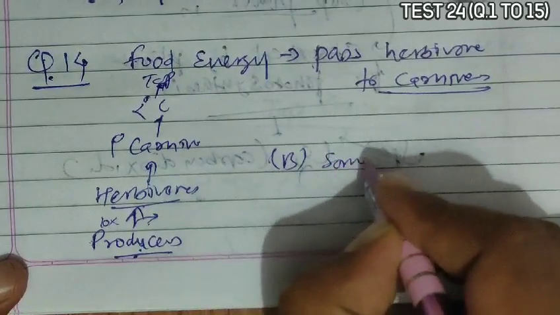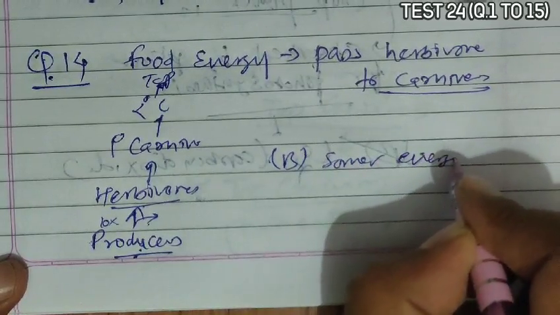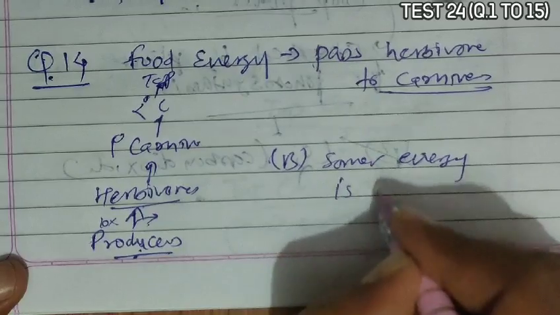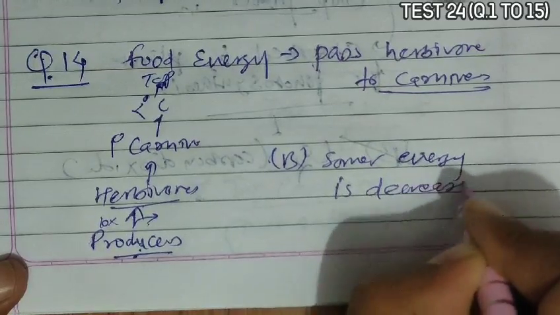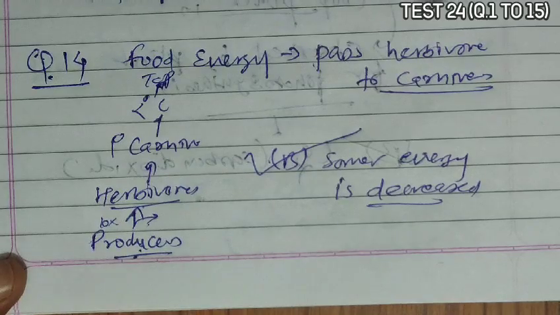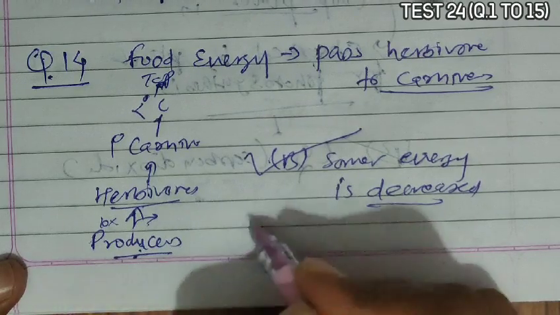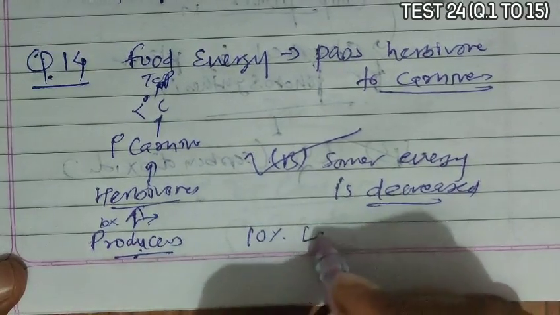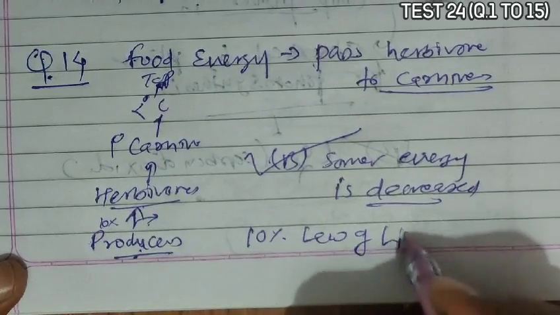Option B is some energy is decreased. So B is the correct answer, because the actual percent of energy from food at one level when converted to energy from food at next level may be approximately 10% of that. So much of the other 90% of energy is lost. It is according to the 10% law of Lindeman.